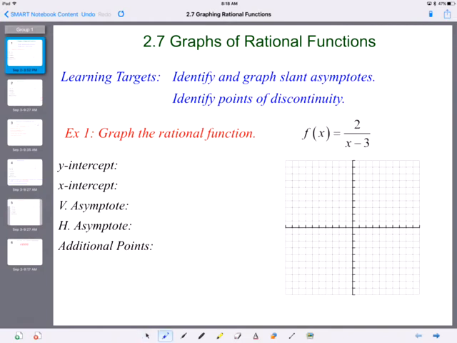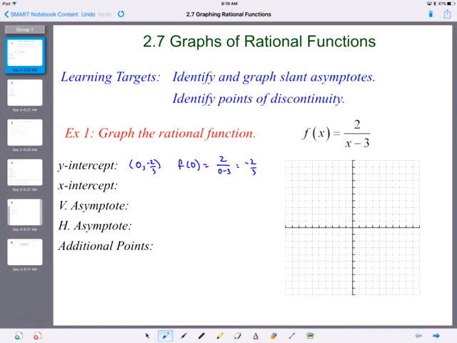Alright, if we're looking for the y-intercept, go back to Algebra 1 and think about, what is the y-intercept? The y-intercept is when the graph crosses the y-axis, so x will always be 0. So we can just plug 0 into the function and find the output. So f of 0 is equal to 2 over 0 minus 3, and so that would be negative 2/3. So the y-intercept is at 0, negative 2/3.